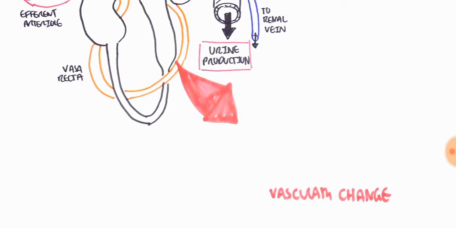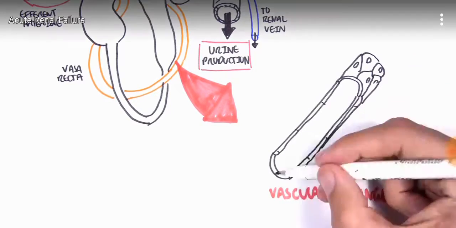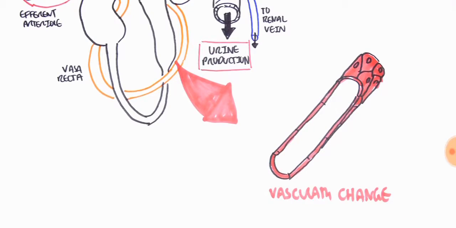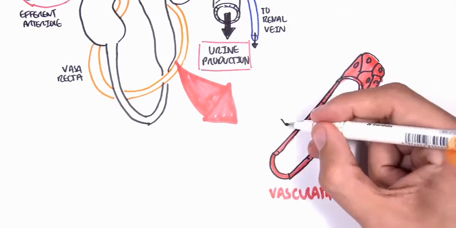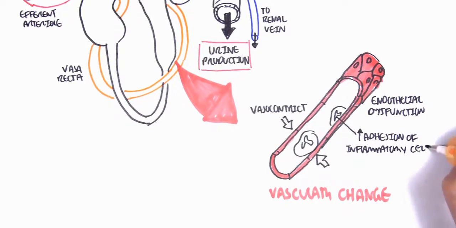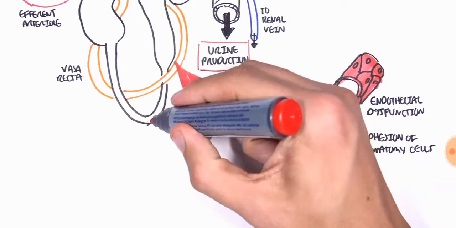The first is vascular change, where we see endothelial dysfunction, where we see vasoconstriction, particularly in the afferent arteriole, the arteriole coming into the nephron, as well as we can see an increase in adhesion of inflammatory cells, such as neutrophils. And this will cause and aggravate the problem. It will cause inflammation. The second change we see are tubular changes.